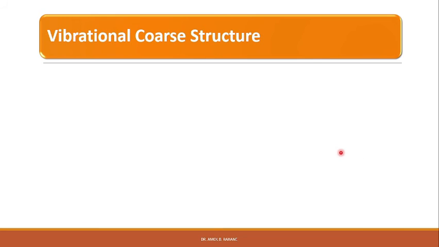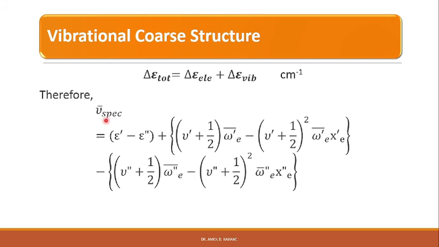For the electronic plus vibration transition, the change in the total energy is delta E total equal to delta E electronic plus delta E vibration, in per centimeter. Therefore the analytical expression for the spectra can be written as the wave number nu bar spectra equal to E prime minus E double prime, where E prime corresponds to the upper electronic state and E double prime to the lower electronic state. This equation is for the vibrational spectra of the diatomic molecule.